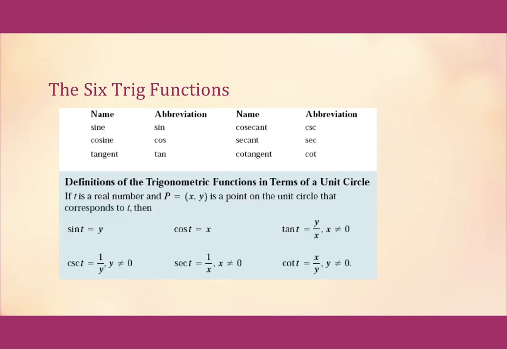There are 6 trig functions, okay? It is sine, cosine, tangent, which we've heard about for a long time. And then there is cosecant, secant, and cotangent. We will almost always use the abbreviation. So sine is SIN, cosine is COS, tangent is TAN, cosecant is CSC, secant is SEC, and cotangent is COT.